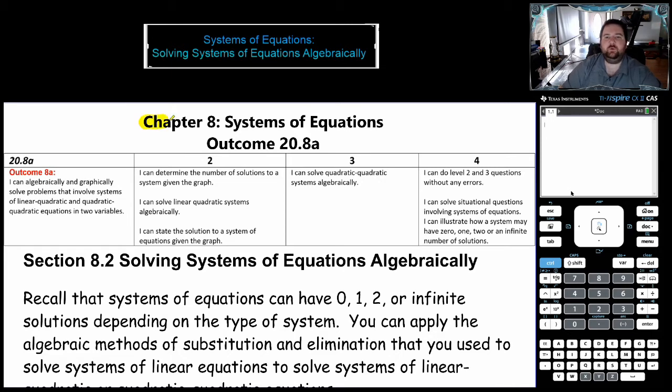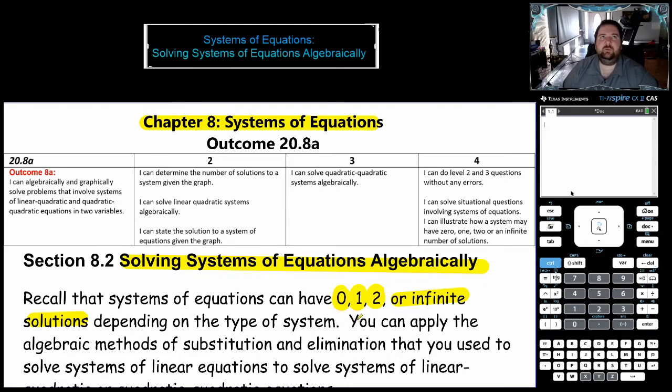Today we're going to be looking at systems of equations, but specifically at solving those systems of equations algebraically. If you recall from last lesson, we were dealing with systems of equations that had different amounts of solutions. We looked at examples of systems of equations that had 0 solutions, 1 solution, 2 solutions, or some of them had an infinite amount of solutions if they overlapped perfectly.